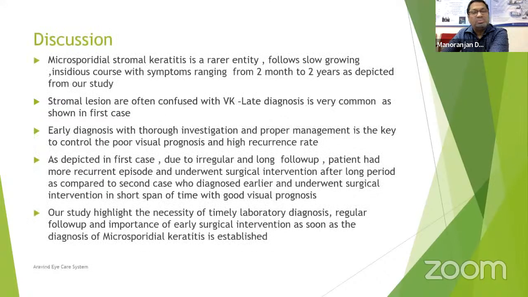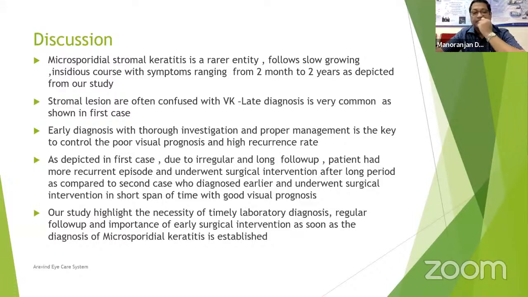Take-home message: microsporidial stromal keratitis is a rare entity. Its course is insidious with symptoms ranging from 2 months to 2 years. Stromal lesions are often confused with viral keratitis. Late diagnosis is very common as shown in the first case. Early diagnosis with thorough investigation and proper management is the key to control of poor visual prognosis and high recurrence rate.